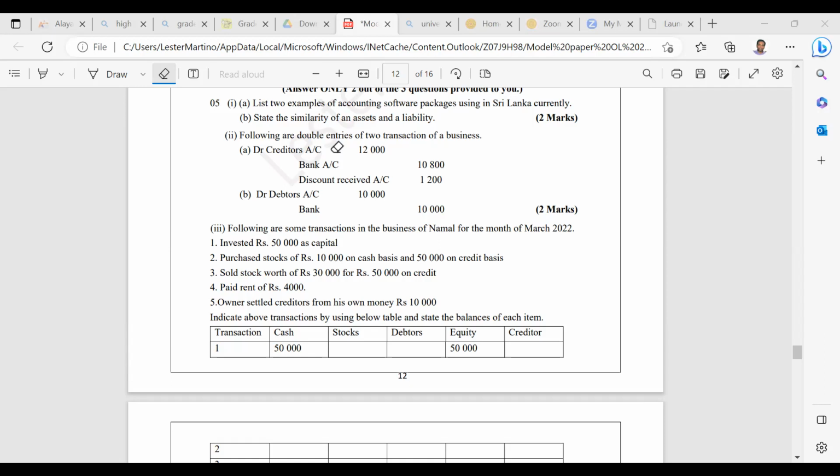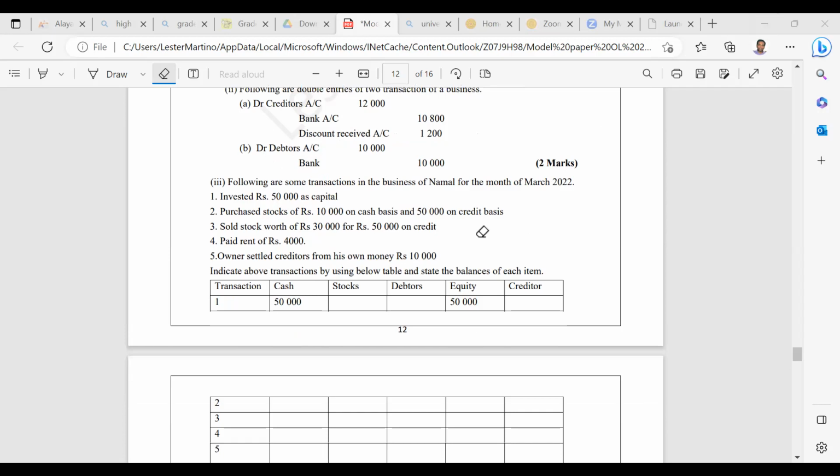Okay, Sandhuni, the next one. Cash minus 4,000, equity minus 4,000. Because it's an expense, equity minus, and you are paying cash, minus 4,000. So minus 4,000 and minus 4,000.